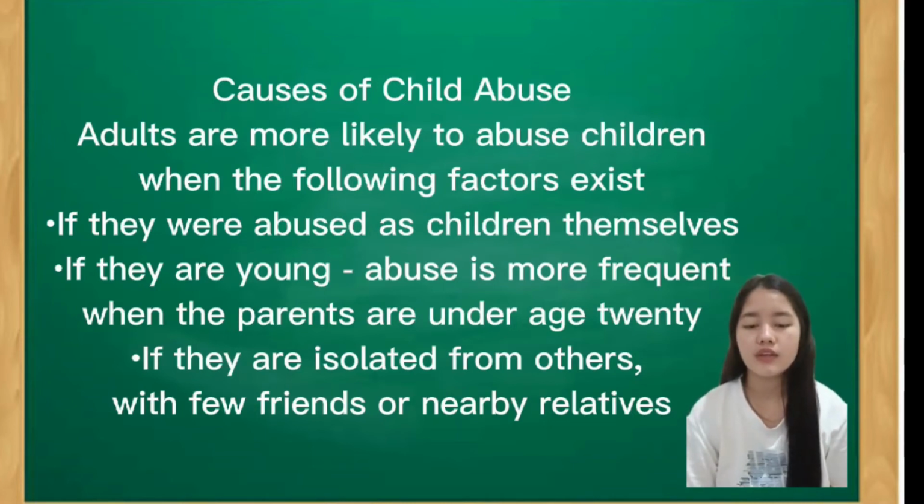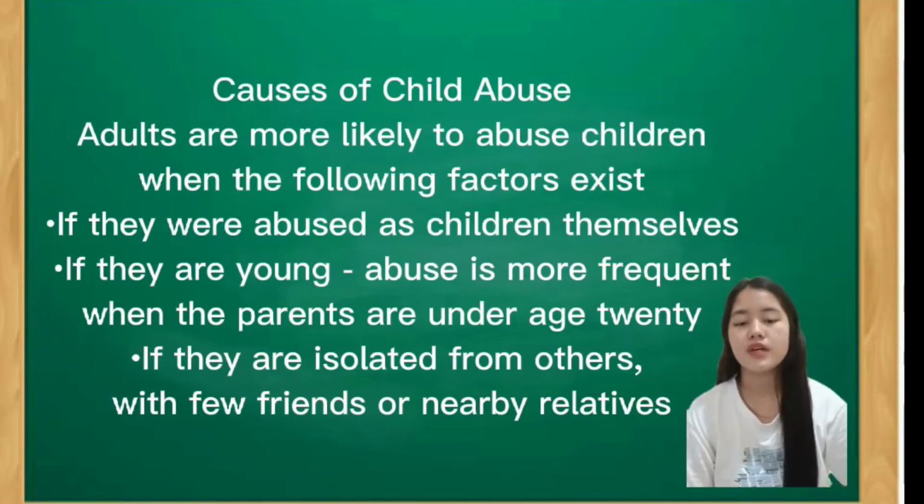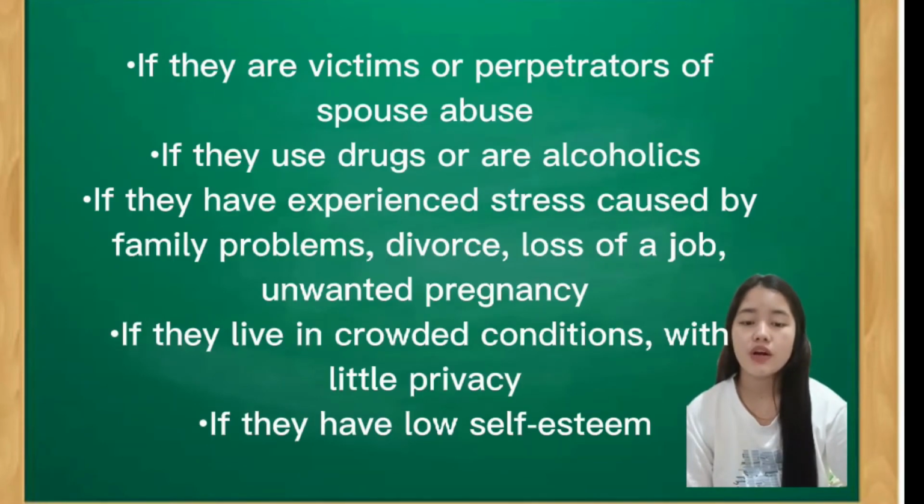Adults are more likely to abuse children when the following factors exist. If they were abused as children themselves. If they are young; abuse is more often when the parents are under age 20. If they are isolated from others, with few friends or nearby relatives. If they are victims or perpetrators of spouse abuse. If they use drugs or alcohol. If they have experienced stress caused by family problems, divorce, loss of a job, or an unwanted pregnancy.